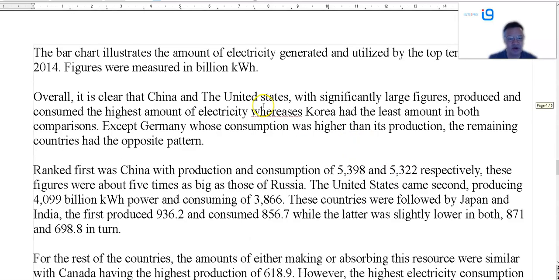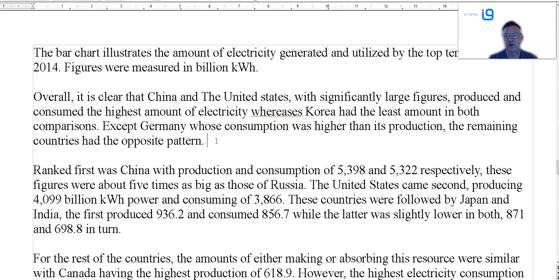Kilowatts, okay, that's good. United States, significantly large figures, produced and consumed the highest amount of electricity, whereas Korea had the least amount in both comparisons. Okay, so that's not bad, but still. So this one here: except Germany, whose consumption was out, the remaining countries show the opposite pattern. So that's kind of what I said, but in reverse. So I would have put that point first.